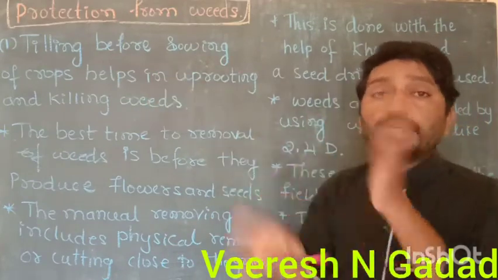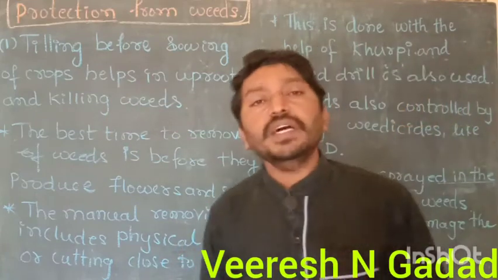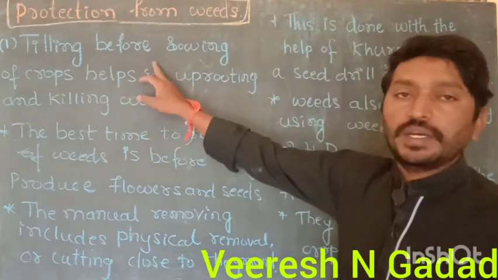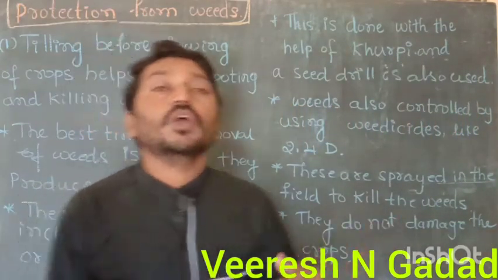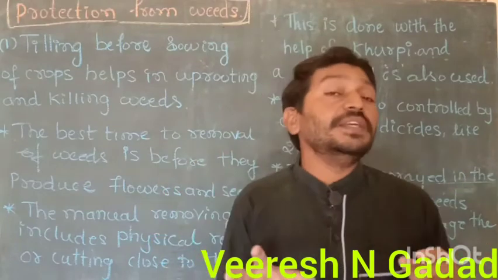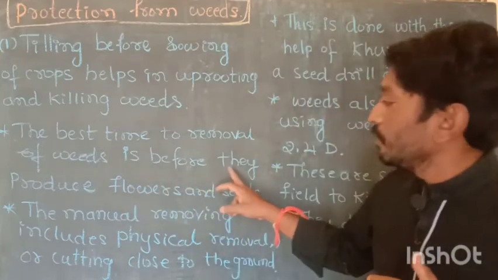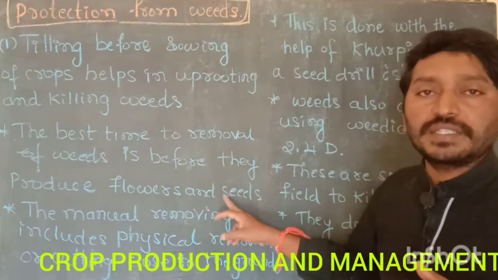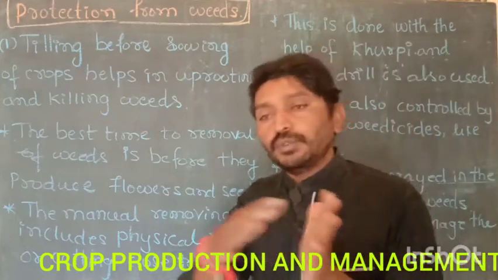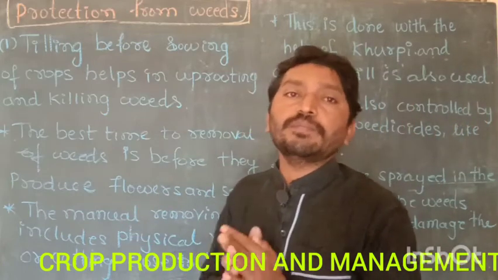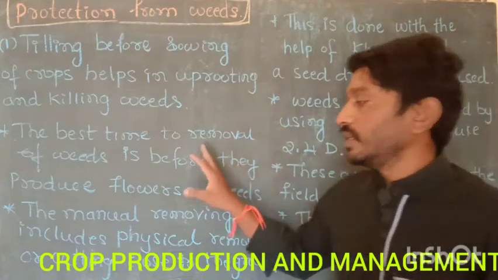It helps in uprooting and killing the weeds. It's the best method for every farmer to separate or remove the weeds from the soil. And the second thing, the best time. Which is the best time to remove weeds from the crop or the plant? The best time is before the plants produce flowers and seeds. Before they produce flowers and seeds, we have to remove the weeds from the crop or the plants. It's the best method to stop the growing as well as control the weeds in the crop.